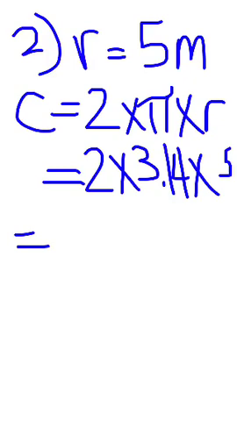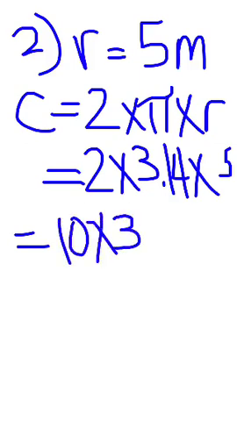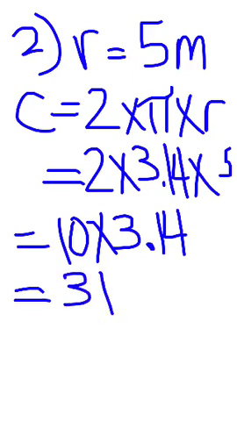I multiplied 2 times 5 to get 10 times 3.14. So our circumference, or distance around the circle, is 31.4 meters. To sum up, with circumference, you have two formulas to choose from depending on what you are given.